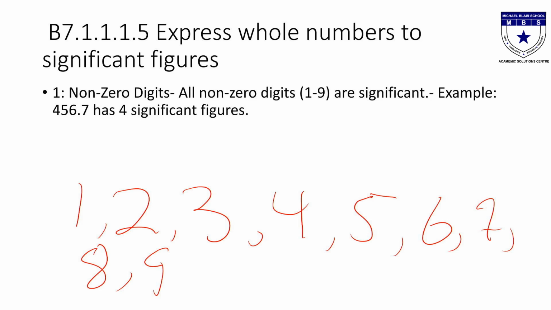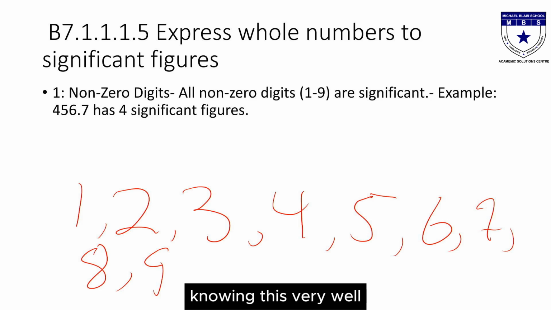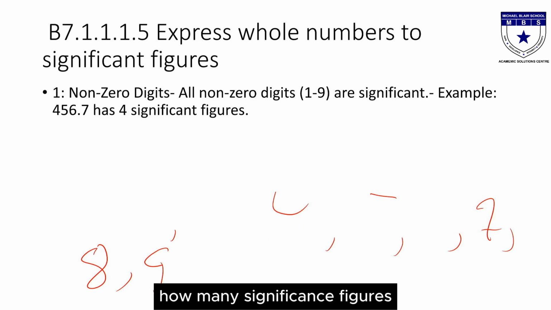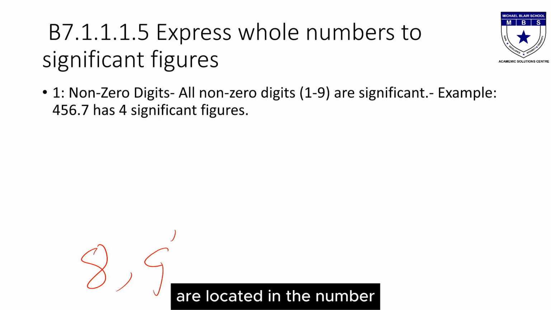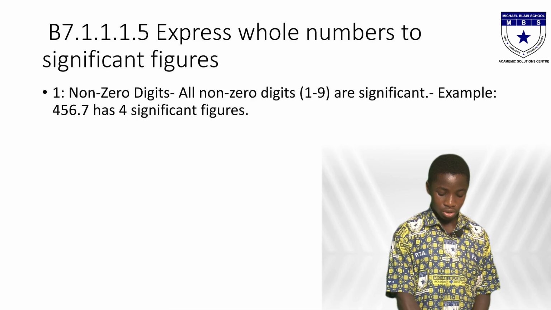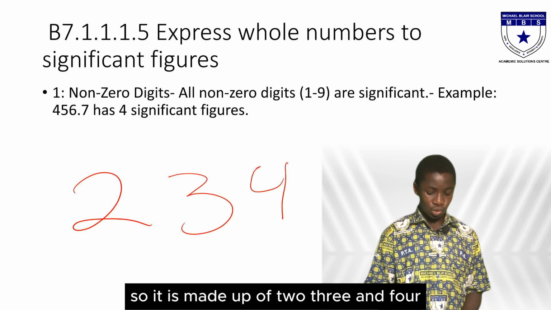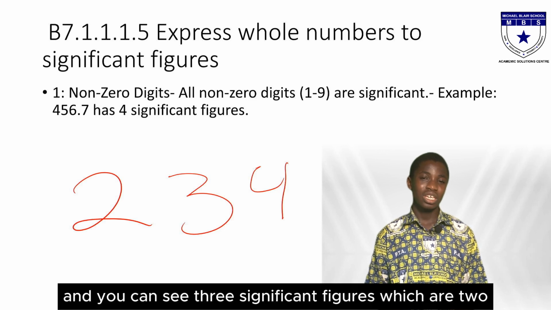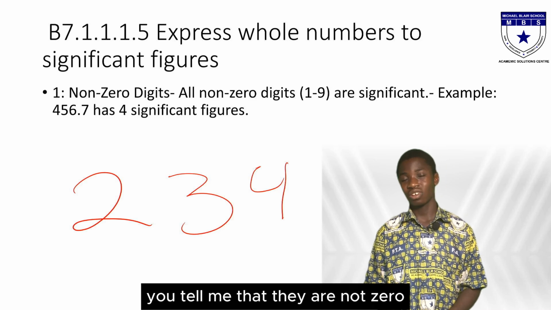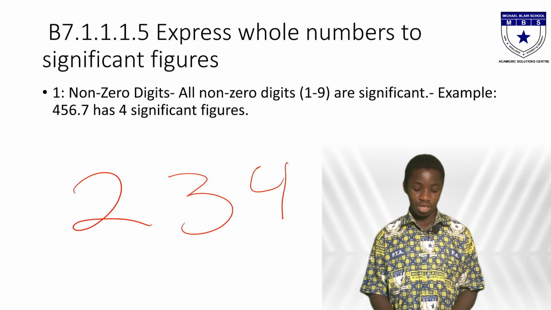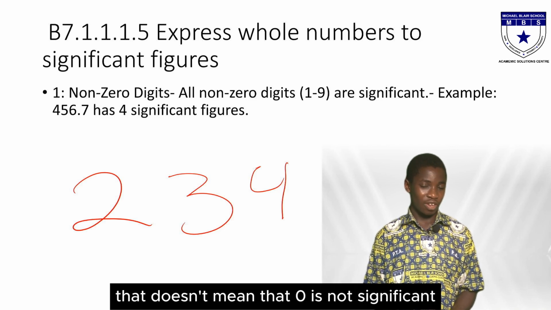However, knowing this very well, let us try and apply it in finding how many significant figures are located in the number 234. So it is made up of 2, 3, and 4. And you can see 3 significant figures, which are 2, 3, and 4. If I ask you why, you tell me that they are not 0 or they are non-zero numbers. That doesn't mean that 0 is not significant. We have cases where 0 can be significant.